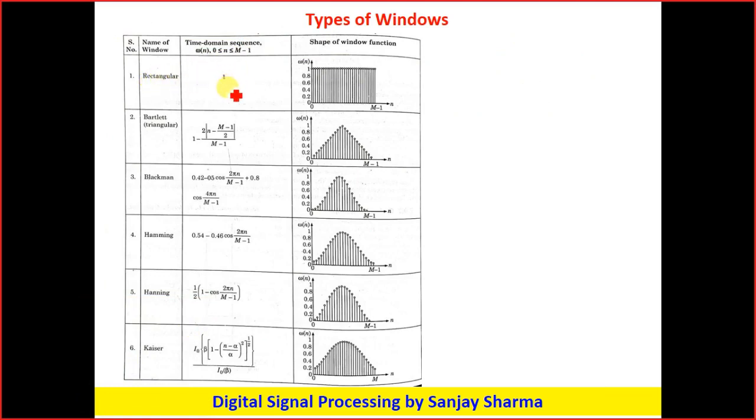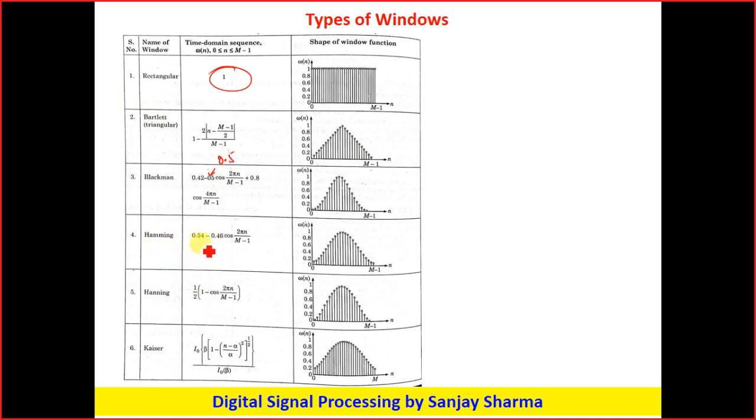In the rectangular window, we have a value of 1 and its shape is something like this. In the Bartlett window, it is 1 minus 2 times the modulus of n minus (M minus 1) divided by 2, divided by M minus 1. Blackman window: 0.42 minus 0.5 cos of 2 pi n divided by M minus 1 plus 0.08. Please note, there is a misprinting; it is 0.5.